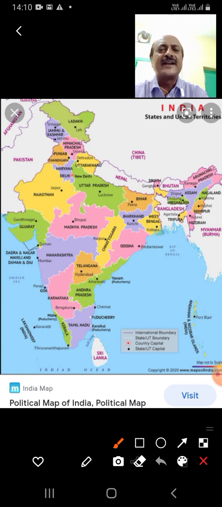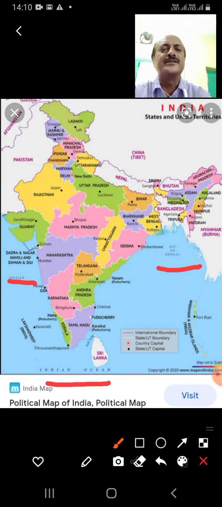A piece of land that is covered 3 sides with water and connected one side with land is called a peninsula. As you can see in this map, Arabian Sea is in the west of India, Indian Ocean in the south of our India, and Bay of Bengal is in the east of India. So 3 sides it is covered with water, and one side the borders of other countries are there. So India is called a peninsula.